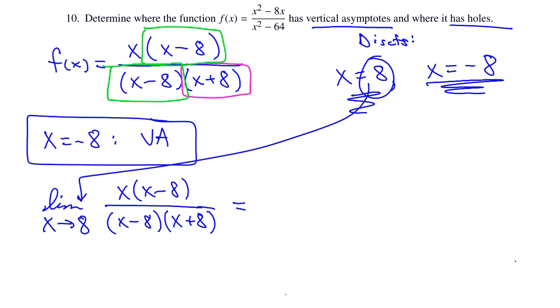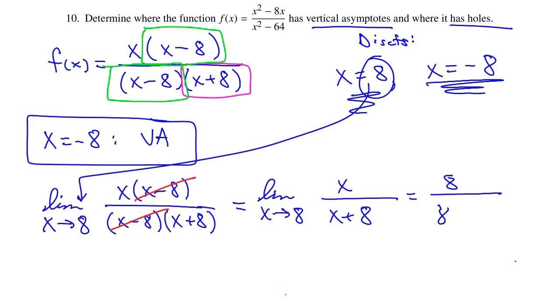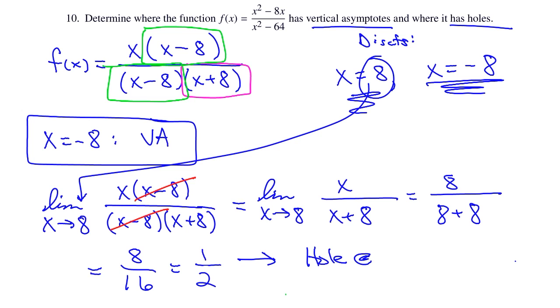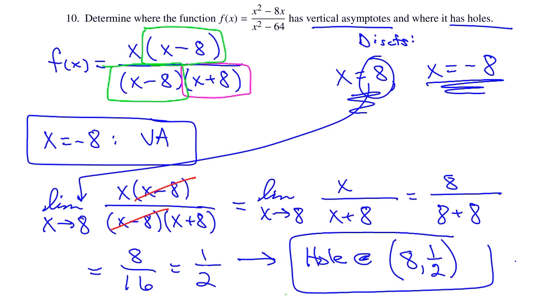So notice we have the function. We're taking the limit as x goes to 8. We can cancel off the x minus 8 factor, and that gives me the limit as x goes to 8 of x over x plus 8, which is then 8 over 8 plus 8, which is 8 over 16, and that's a half. Since it is a finite number, that implies that we have a hole at 8, 1/2. You are required to find the y value for the hole since a hole is a point.